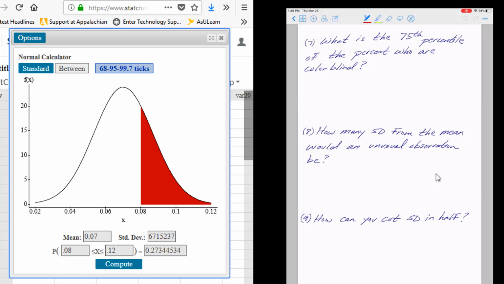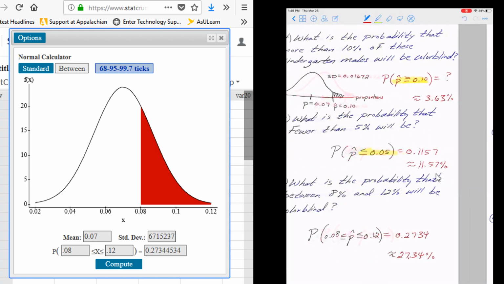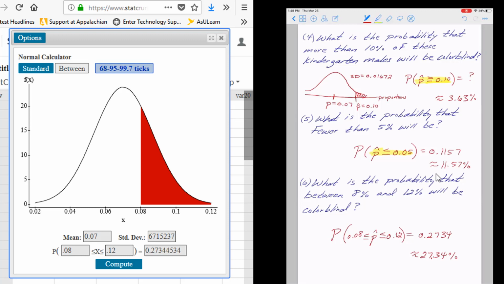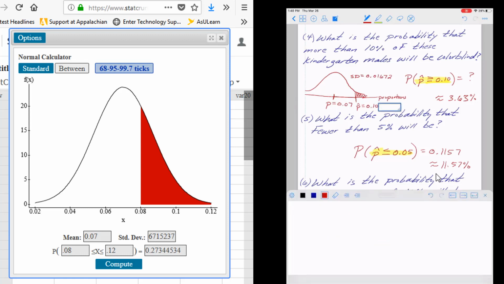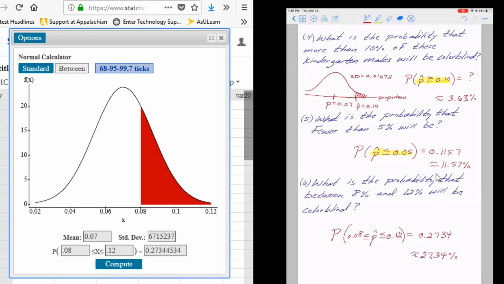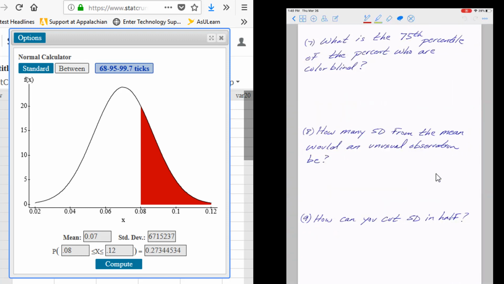What is the 75th percentile of the percent who are colorblind? You know, let's sketch that picture again. I'm actually going to see if I can copy it over. Let's see if I can remember how to do that. Oh, it's that one. Okay, so we still have the same distribution. That's what I wanted to show you.